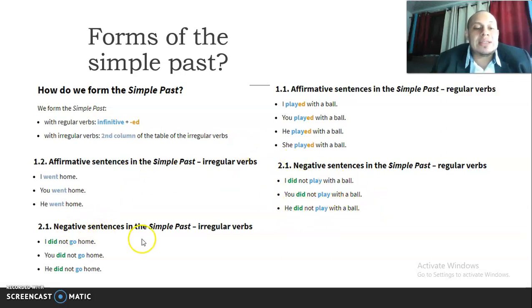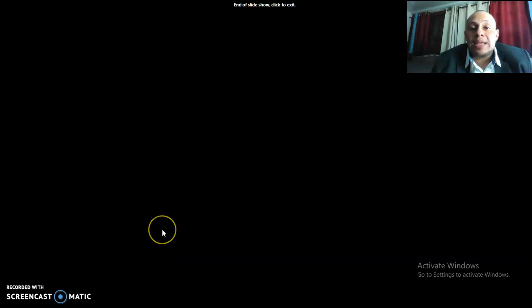And negative sentences in the simple past with irregular verbs. So I did not, if you perceive, there is not a big change. However, the verb is always in present, right? So I did not go home, you did not go home, he did not go home. So there are three different conjugations, but this is something very, very specific that you have to pay attention to. And that's the end of the presentation.